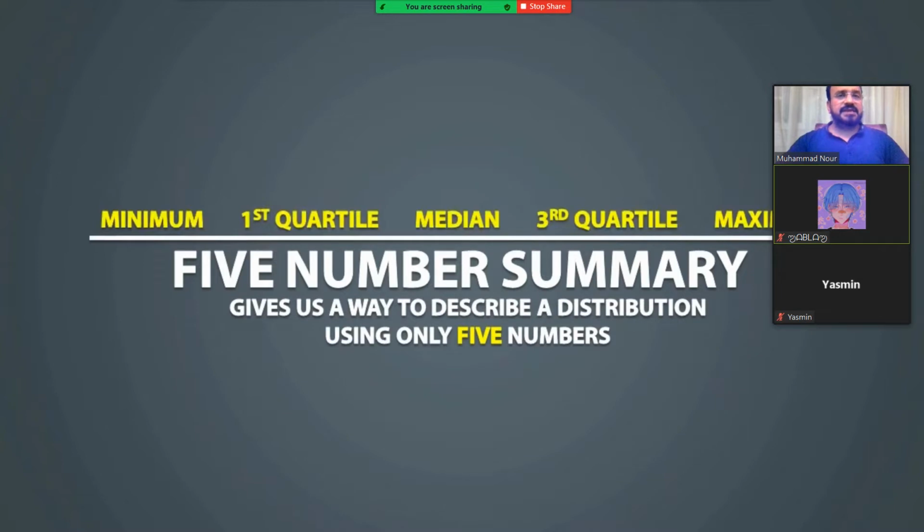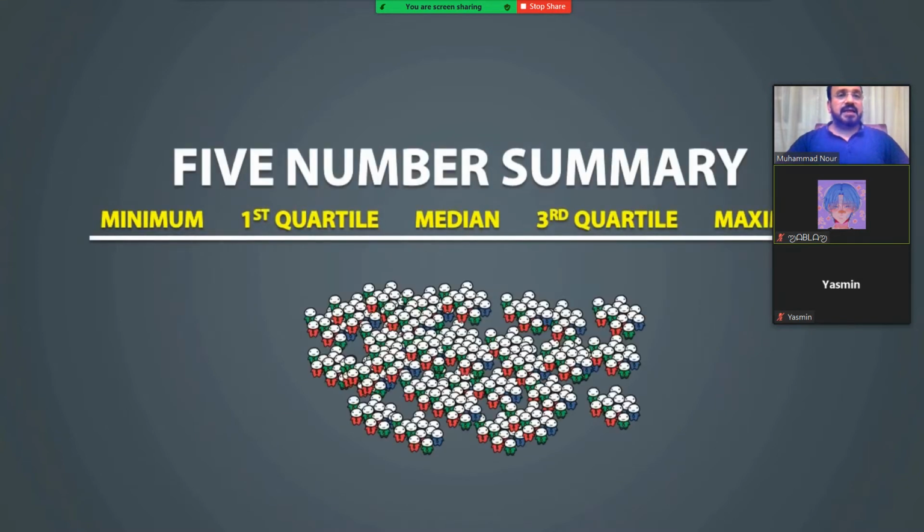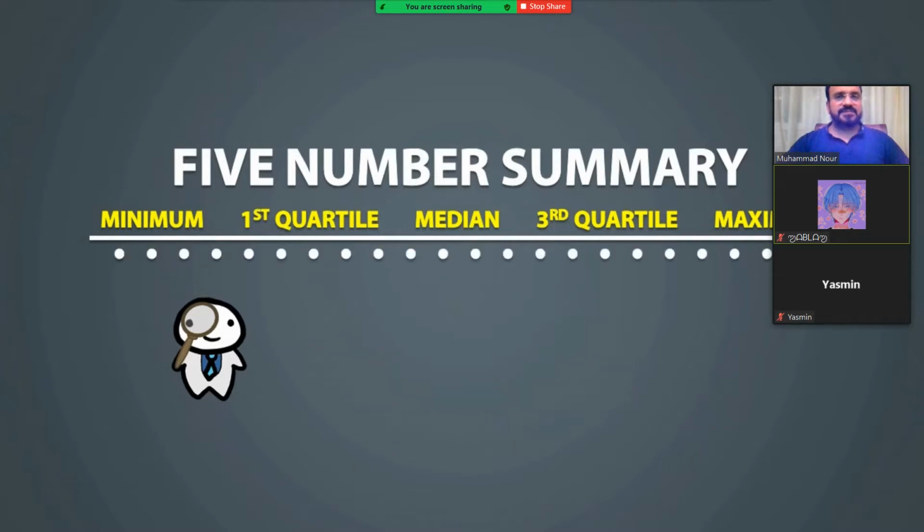The five numbers include the minimum, first quartile, median, third quartile, and maximum. So, if we took a sample and measured some random quantitative variables, we could order these values from smallest to largest and use the five number summary to describe the distribution.